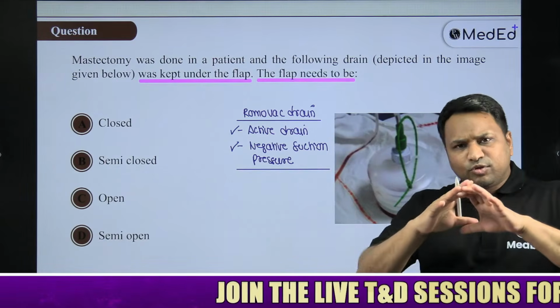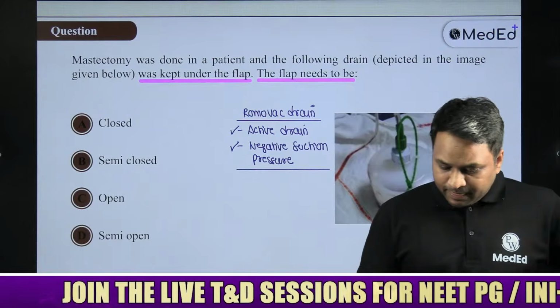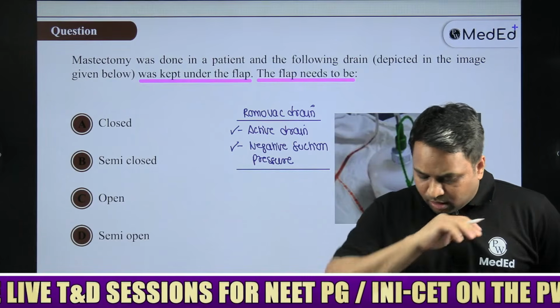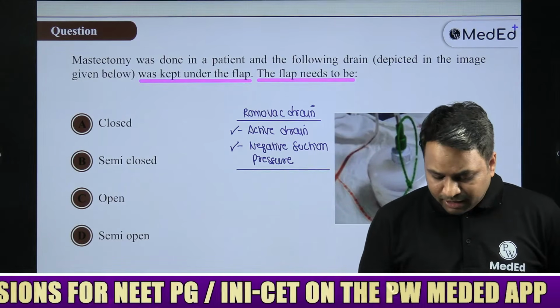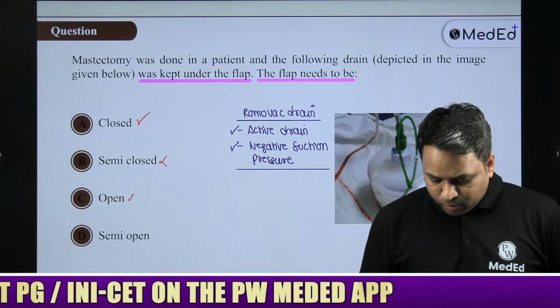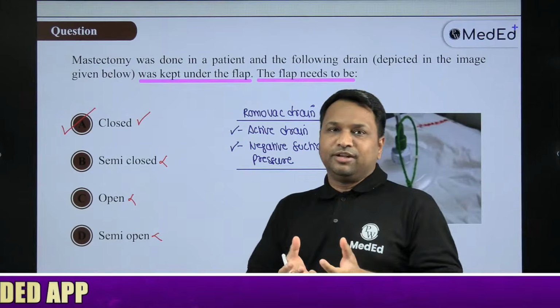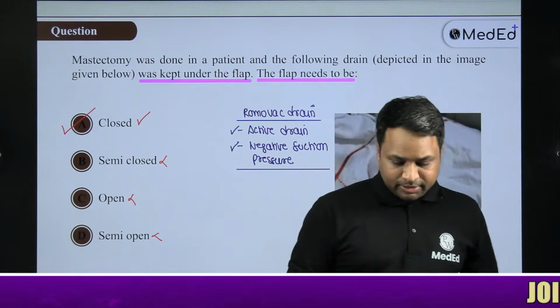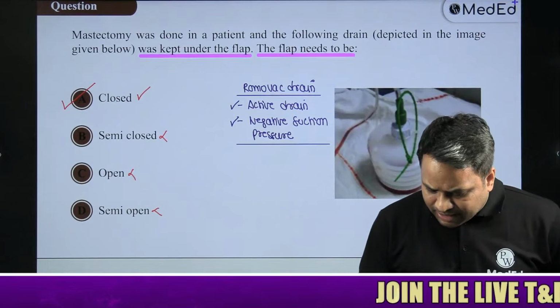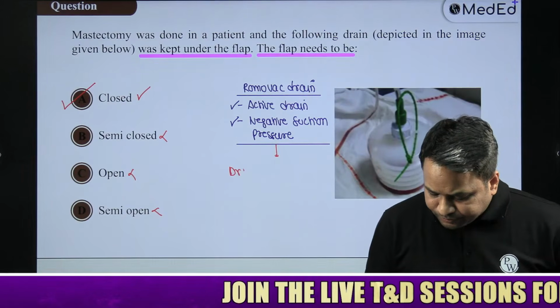For negative suction, you have to make sure the wound is sealed. Now, what are they asking? The flap should be closed, not semi-closed, not open, not semi-open. It has to be closed so that I can maintain that negative pressure so that everything can accumulate. Max to max, they'll ask you the drain removal period.